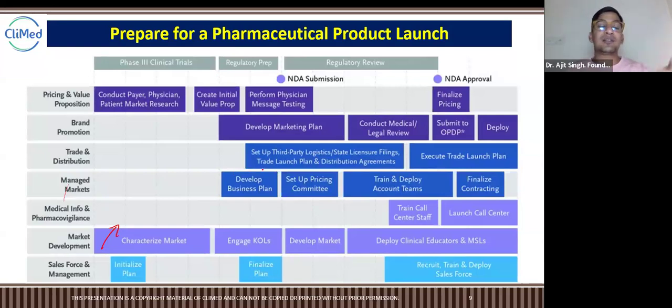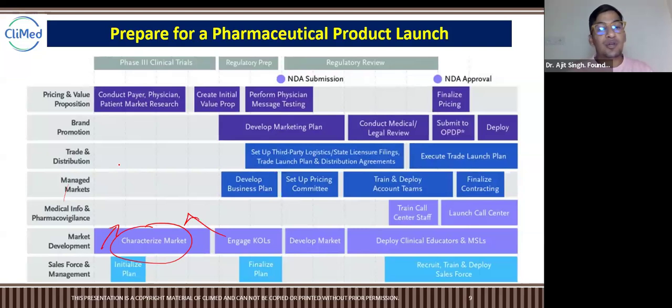So they will characterize the market. They will assess the market for the competitors, for the distributions, or for the geographical locations, everything. They will characterize the market first with the indications, right? For which indication it is given, and for which other indications it can be given, right? So they will characterize the market, then engage KOLs.